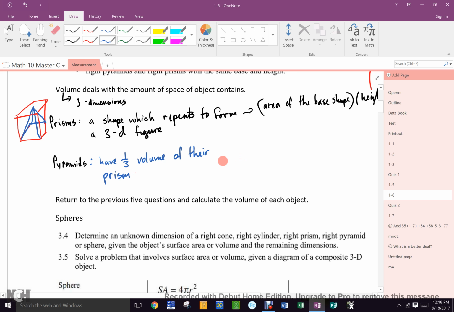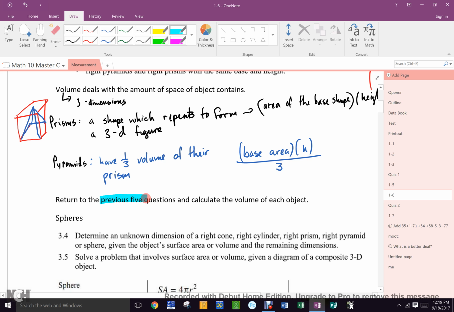Well, what is shared between a pyramid and a prism? The base. So if its prism is base area times the height, but once you do it as a pyramid, you have to divide by 3. Otherwise, they're exactly the same. Is everybody cool?